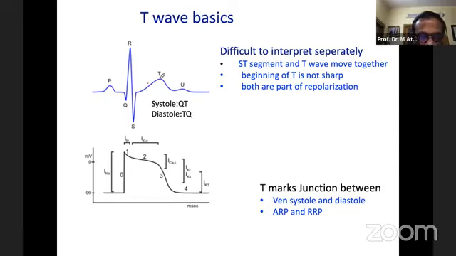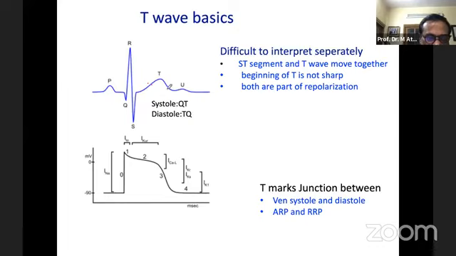And again, the T wave is one of the very important components of the electrophysiological concept of the ECG, because the T wave marks the junction between ventricular systole and diastole. The ventricular systole is the QT interval, from the beginning of the Q to the end of the T. So the T wave marks the end of the systole.